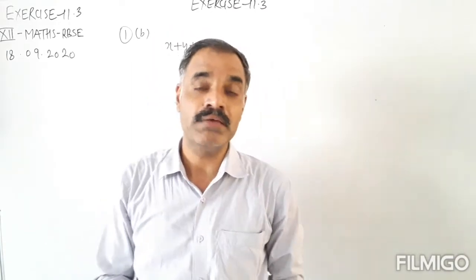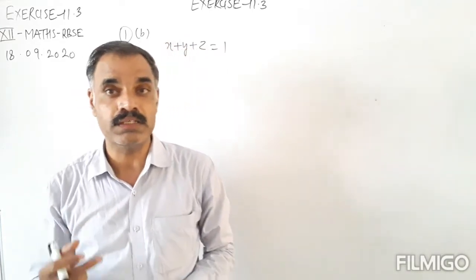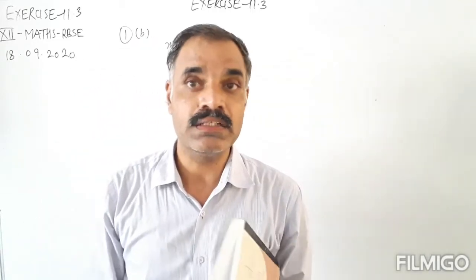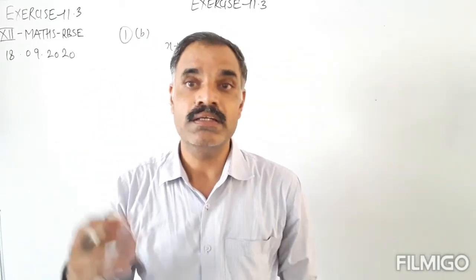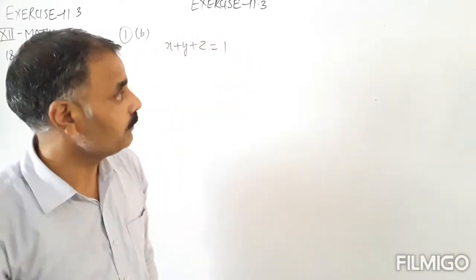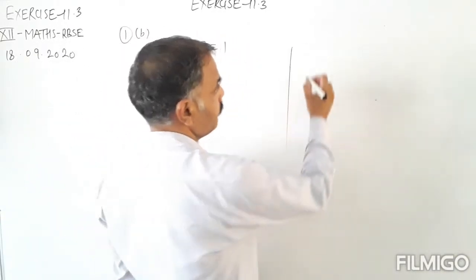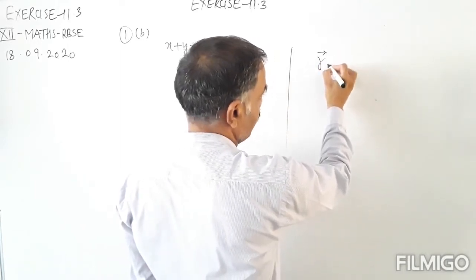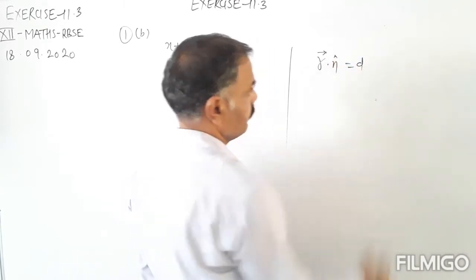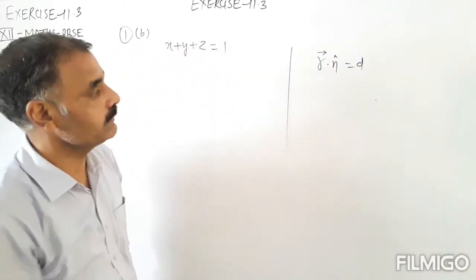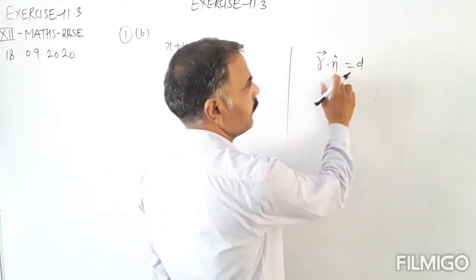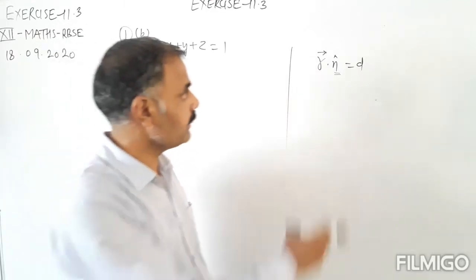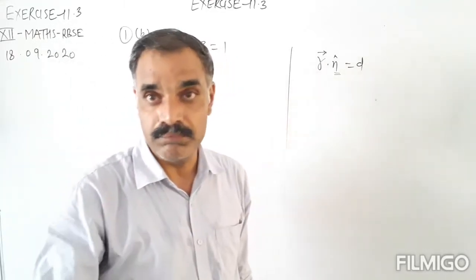Question number 1, we have been given the equation of plane x plus y plus z is equals to 1. And we have to find the direction cosine of this plane in three dimension. Okay, now if we consider the vector approach of this, then vector approach says r vector dot n cap equals to d. Vector approach of this plane is r vector dot n cap equals to d. N cap means the unit vector.